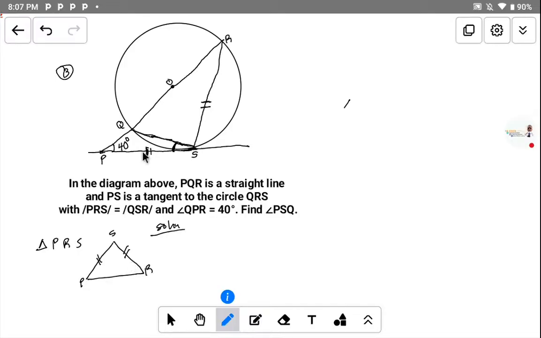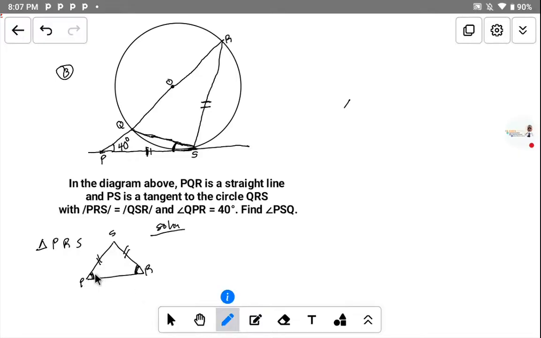Okay, so that would be the first step. Now since you know that this side and this side are equal, remember the type of triangle we have, which is an isosceles triangle, where both sides are equal. In an isosceles triangle, the base angle here is also equal to this angle here. The base angles of an isosceles triangle are equal.